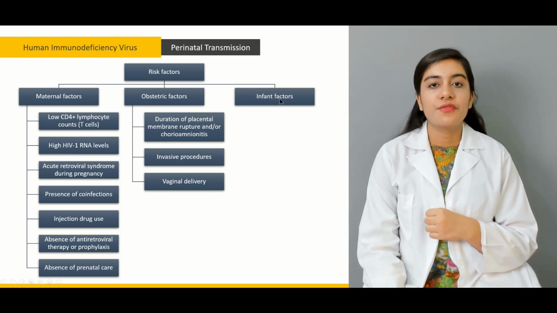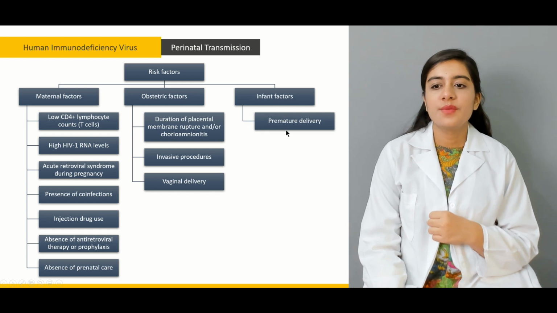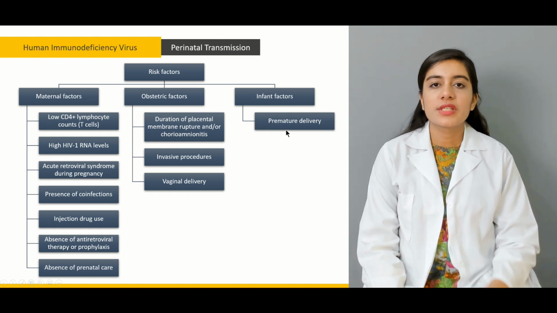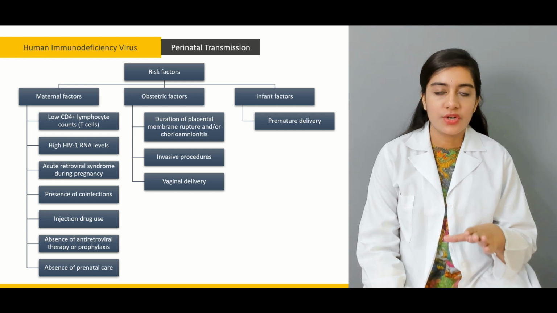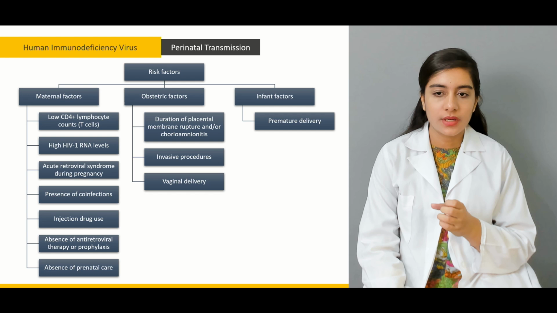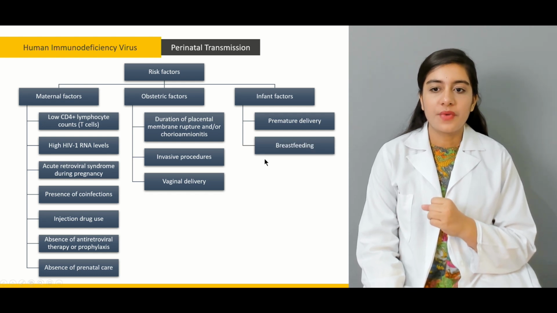Then we have infant factors. The first one is premature delivery, because a premature child has almost no immunity. Then we have breastfeeding.